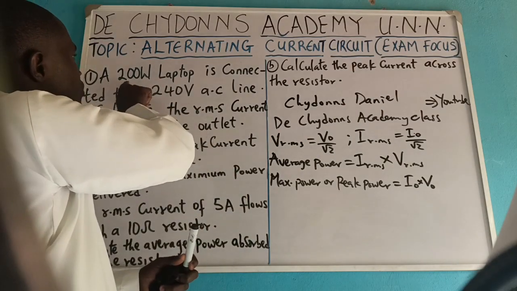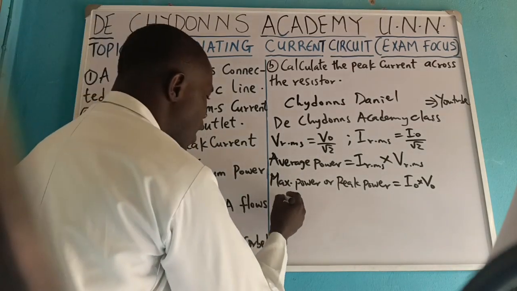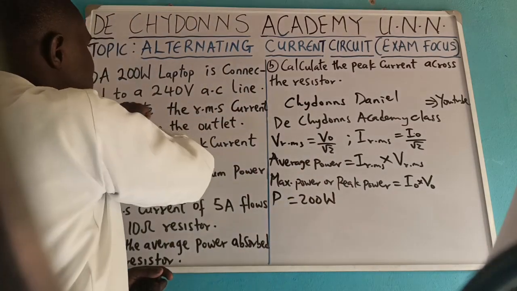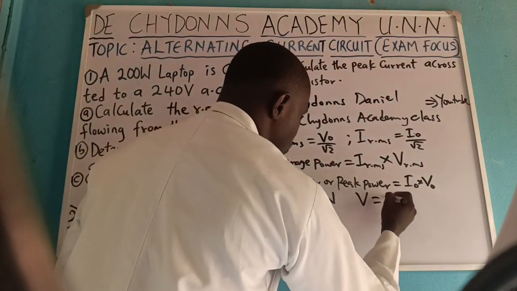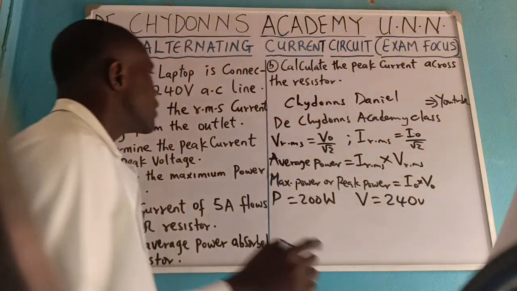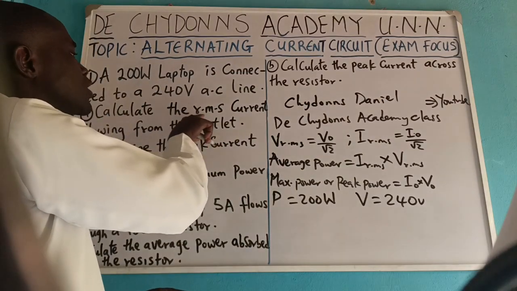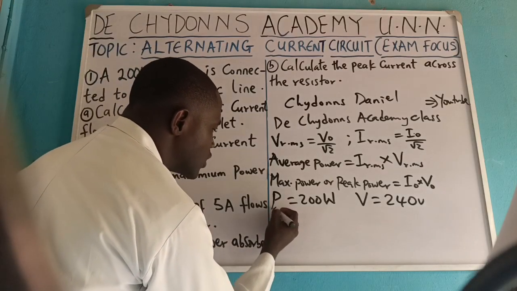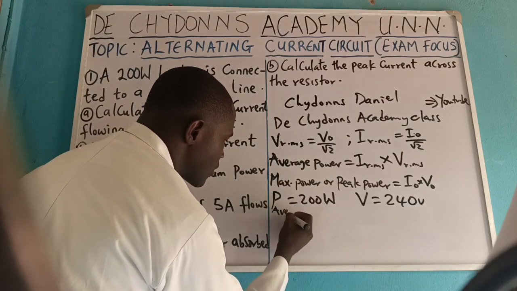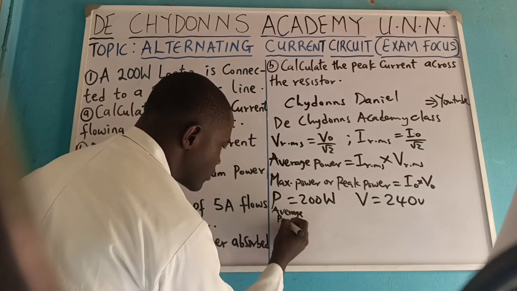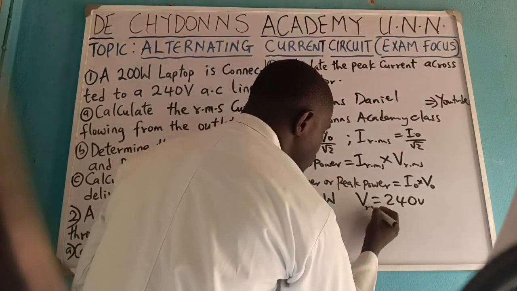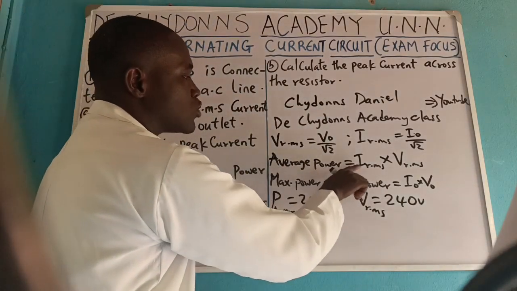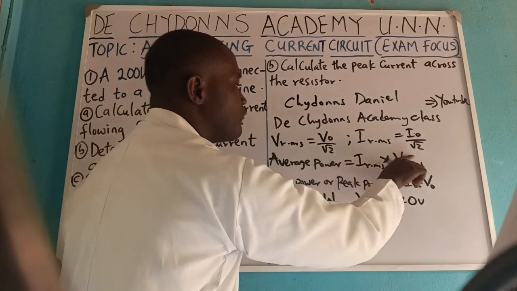They gave us 200 watts. That means power is equal to 200 watts. Then the voltage equals 240 volts. But they are asking you to calculate the root mean square current flowing from the outlet. That means that the power they are giving you is called average power. And the V they gave you is root mean square voltage. Now you have to use average power equals root mean square current times root mean square voltage.